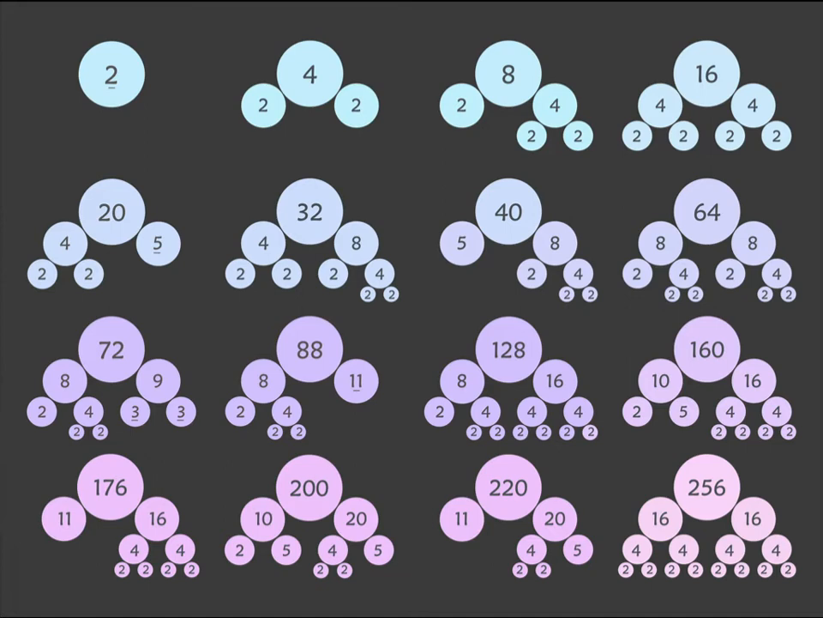The second thing that you should notice is that if one of those two factors is larger, the larger one goes on the right always. So it's not 20 times 10, it's 10 times 20 is equal to 200. And underneath 20, you'll notice that it's 4 times 5, not 5 times 4. So that results in a unique prime factorization tree for every integer.